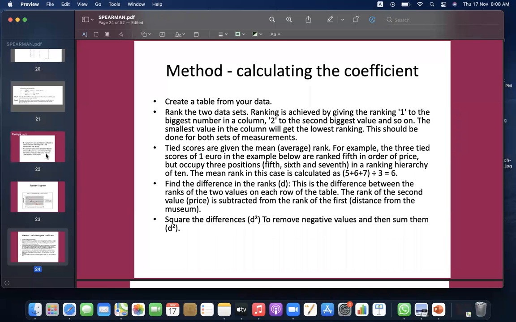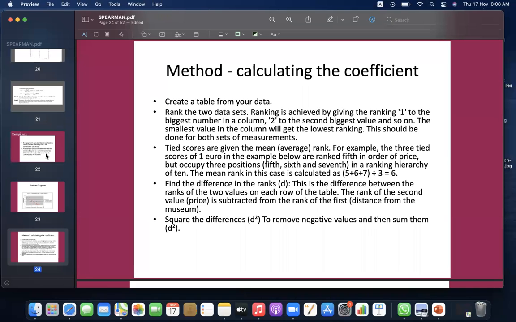We give the highest rank to the highest number. The number 1 ranking is given to the biggest number, and we keep going to the second one, and so on. This should be done for both sets of measurements. Tied scores are given the mean, that is the average rank. For example, the 3 tied scores of €1 in the example below are ranked 5th in order of price, but occupy 3 positions, 5th, 6th, and 7th in a ranking hierarchy of 10. The mean rank in this case is calculated as 5 plus 6 plus 7 divided by 3, which is equal to 6.